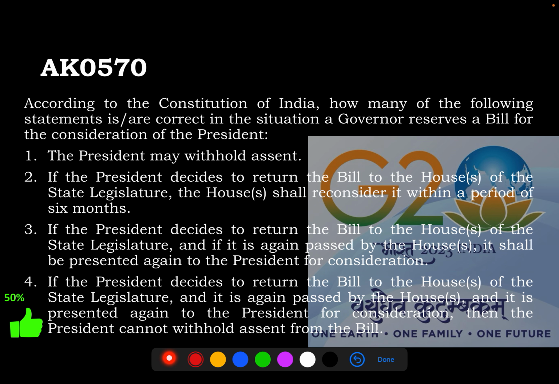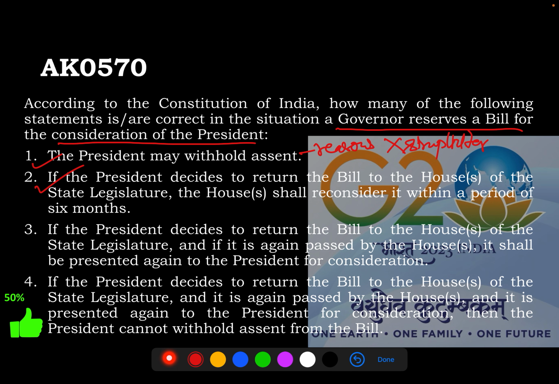Then the last question for this video, it says, according to the Constitution of India, how many of the following statements are correct for the governor reserving a bill for the consideration of the president? First, the president may withhold assent. Yes. And very much like the governor, they must give reasons when they do this. It cannot be simpliciter. Okay. Same as the governor. Then if the president decides to return the bill, the houses shall reconsider it within a period of 6 months. That is also correct.